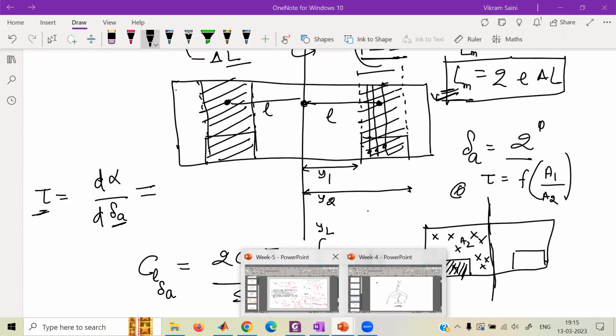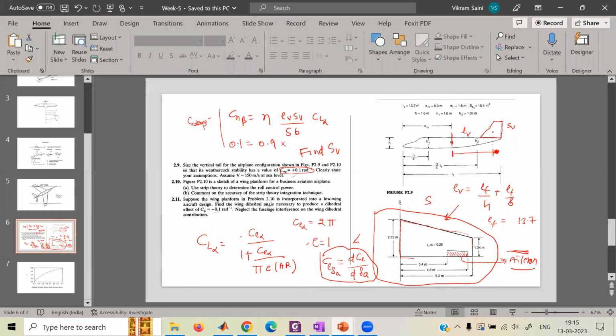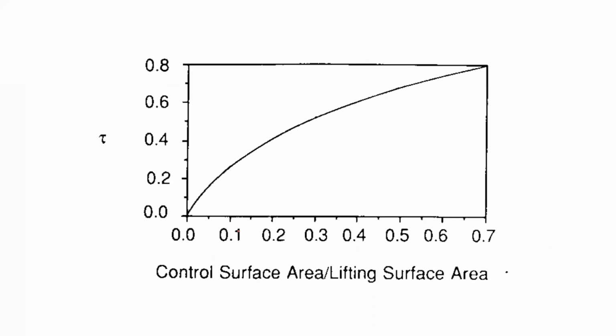I just want to spend a little time on this to explain to you. Let's say your control surface area is 20% of the lifting surface area, then the value of tau is somewhere around 0.4. So that's how you find it. This is from some historical data; I took it from some book. This is control surface area over lifting surface area, and it's also valid for the elevator.